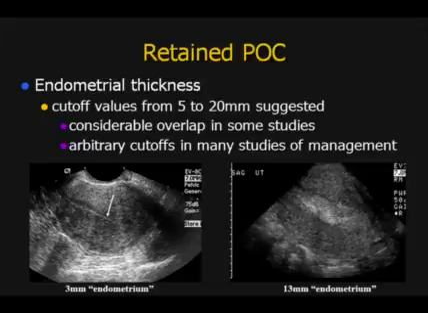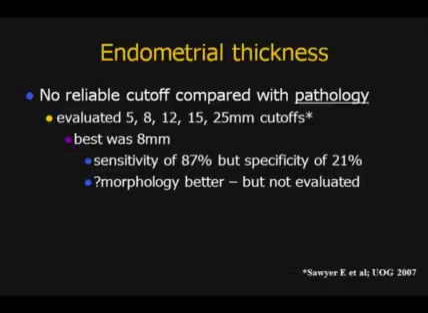Cutoff values from 5 to 20 have been suggested, but actually if you look closely, there's a lot of overlap in most of the studies, and many studies that have looked at management of these patients have picked an arbitrary number for endometrial thickness. They have not systematically evaluated which endometrial thickness is most useful.